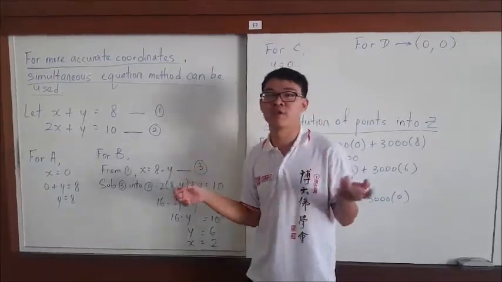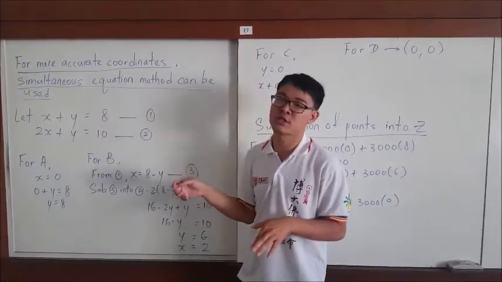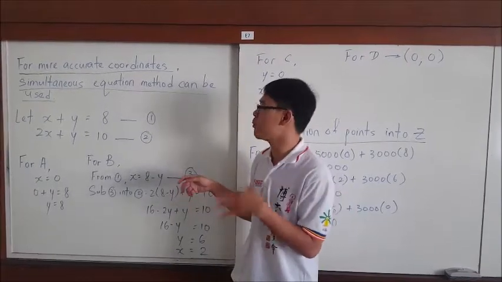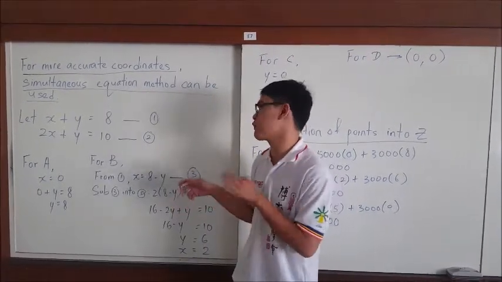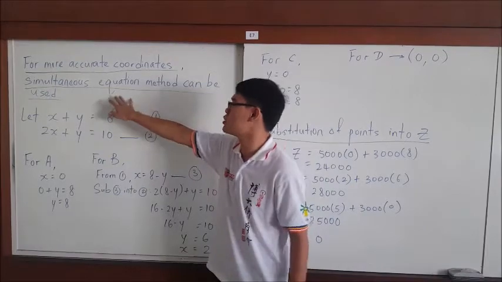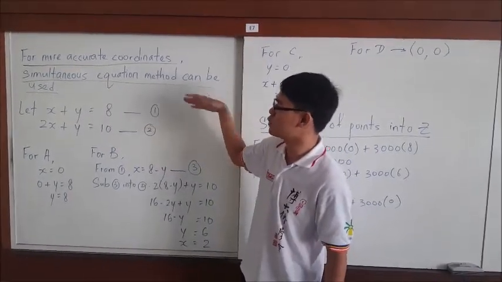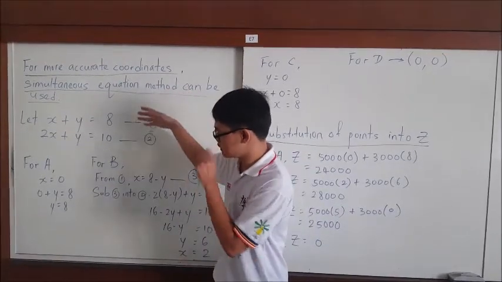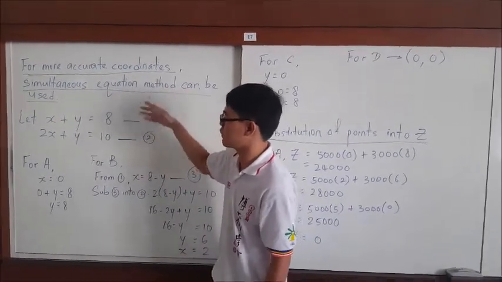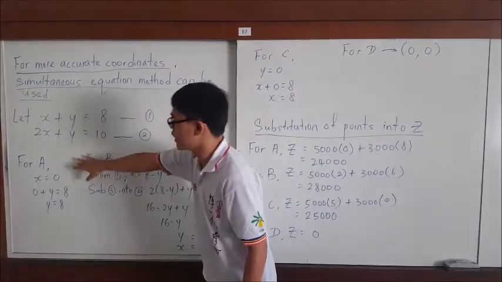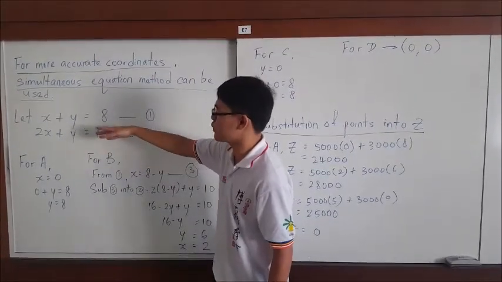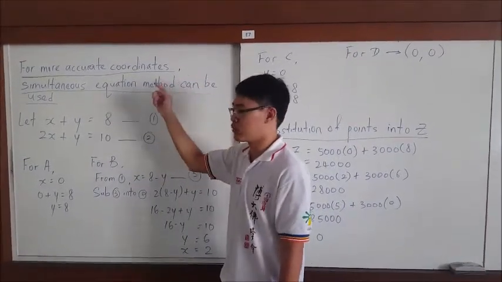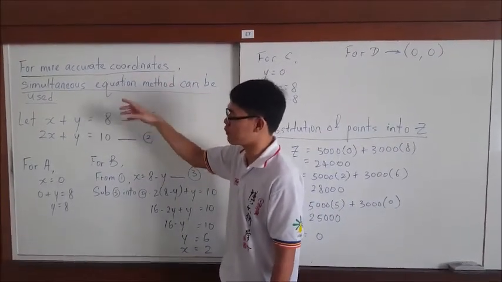Other than using the graphical method to identify the coordinates of the points, we can use another method, which is a more accurate method to get the coordinates of the points, which is the simultaneous equation method, like what we usually do. So we need to figure out the coordinates of each of the points. For A, before we can do that, we need two intersecting lines on the graph so that we can locate the coordinates of the point.